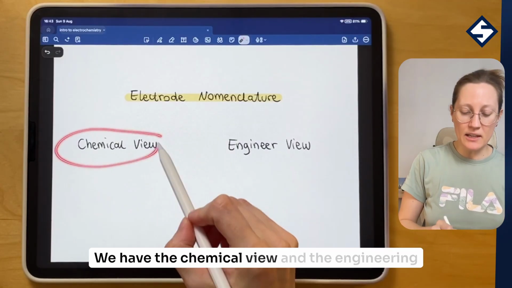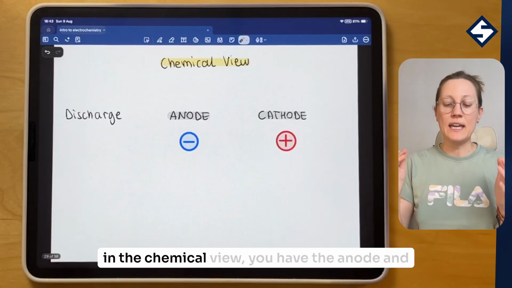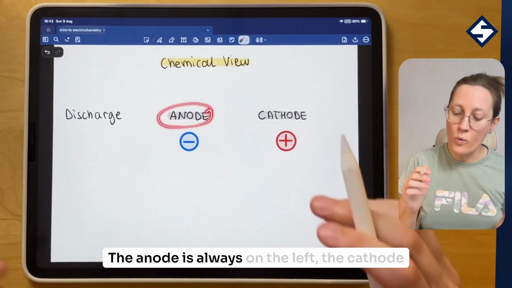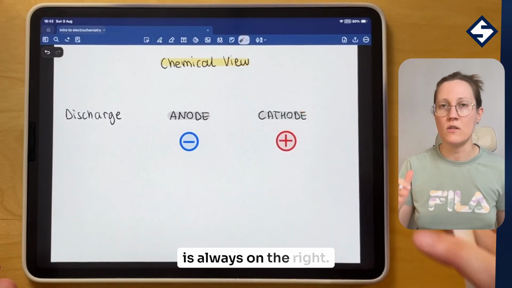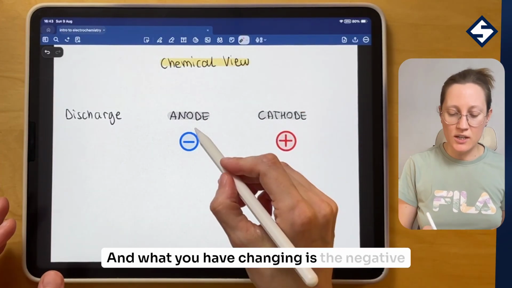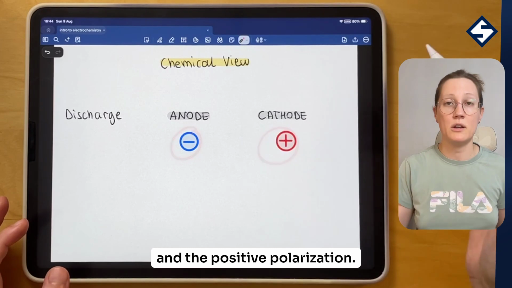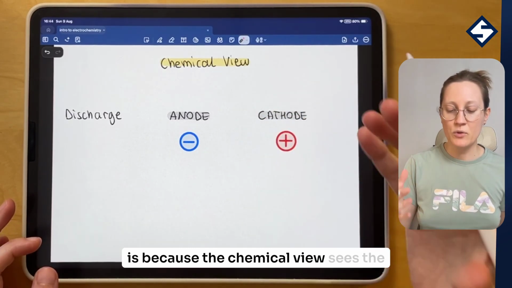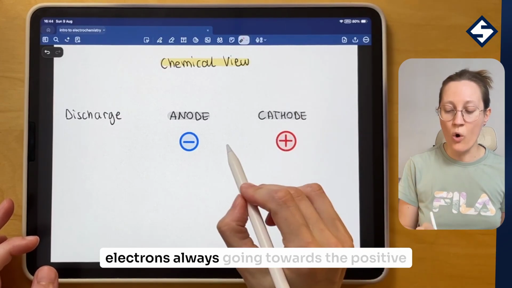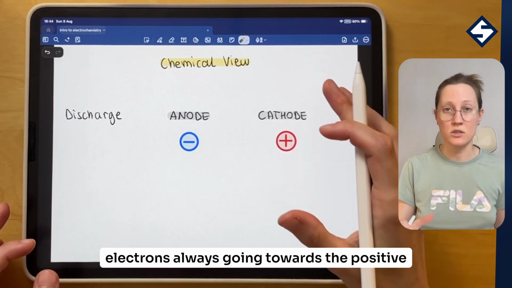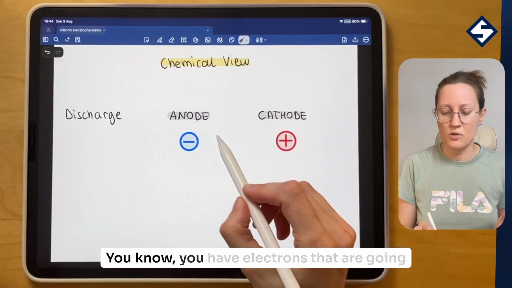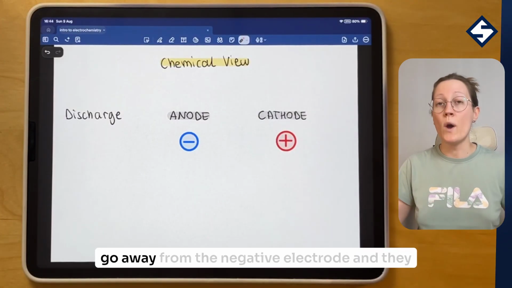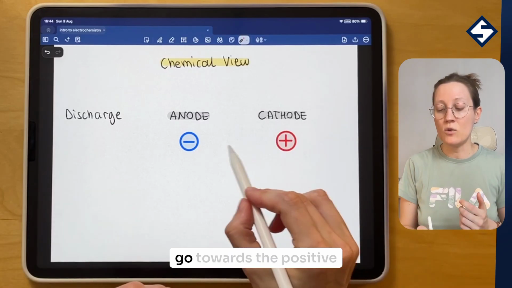We have the chemical view and the engineering view. In the chemical view, you have the anode and the cathode that are fixed. The anode is always on the left, the cathode is always on the right. And what changes is the negative and the positive polarization. And the reason the chemical view is like this is because the chemical view sees the electrons always going towards the positive electrode, which makes sense. You have electrons that are repelled, negative, negative. So they go away from the negative electrode and they go towards the positive electrode.